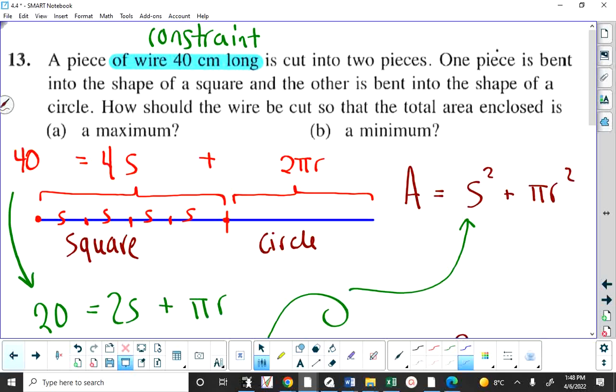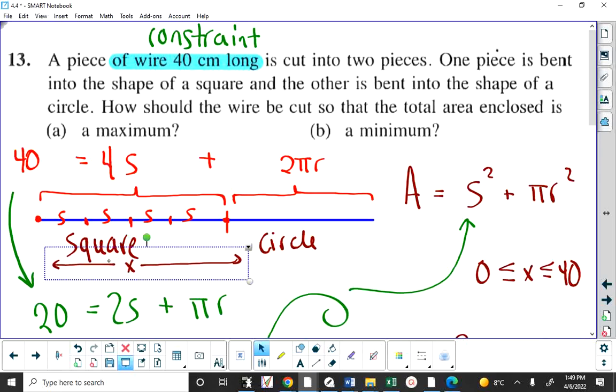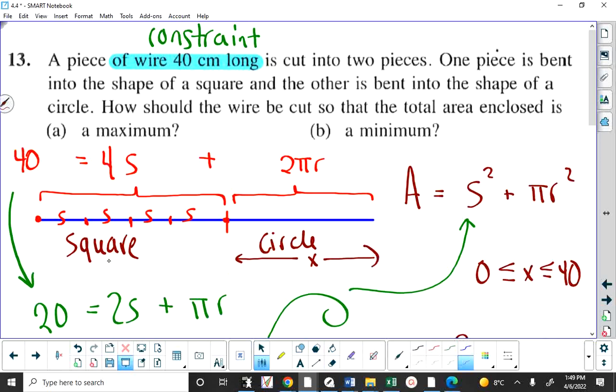If we go with this as being, I guess I'm going to use X. If we say X is the length of wire that's used for the square, the domain for X is this, because there's nothing that says it can't all be a square. Technically, I maybe disagree with this a bit because it says it's cut into two pieces. But let's imagine it's possible, and that's the only way we're going to get a minimum. If I say that I want this to be X, well, then the domain is still that thing. Okay? So what does that mean?